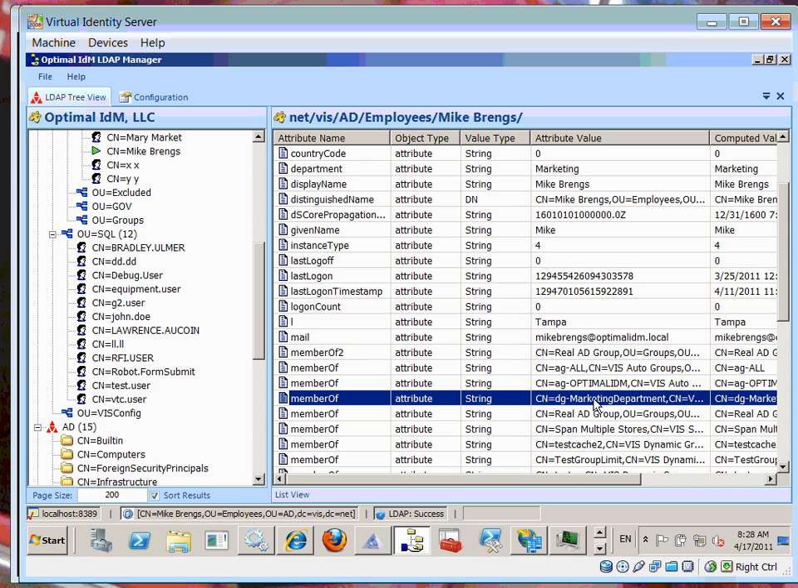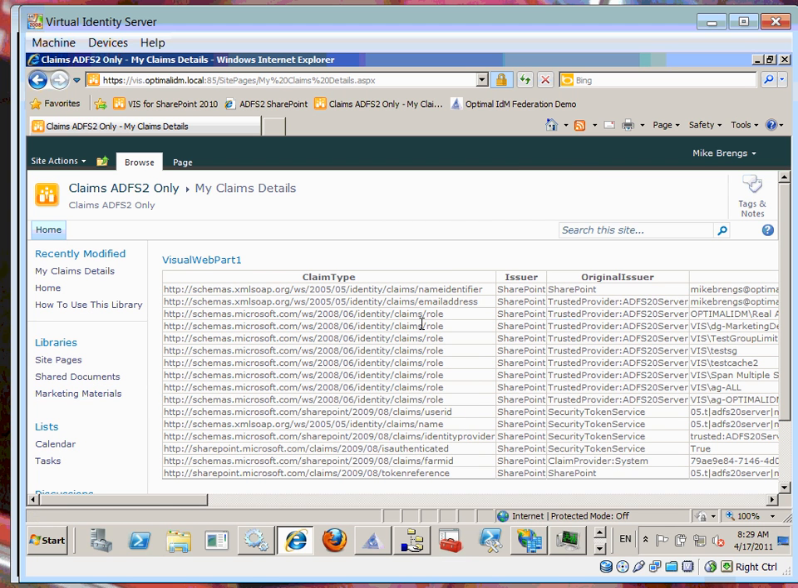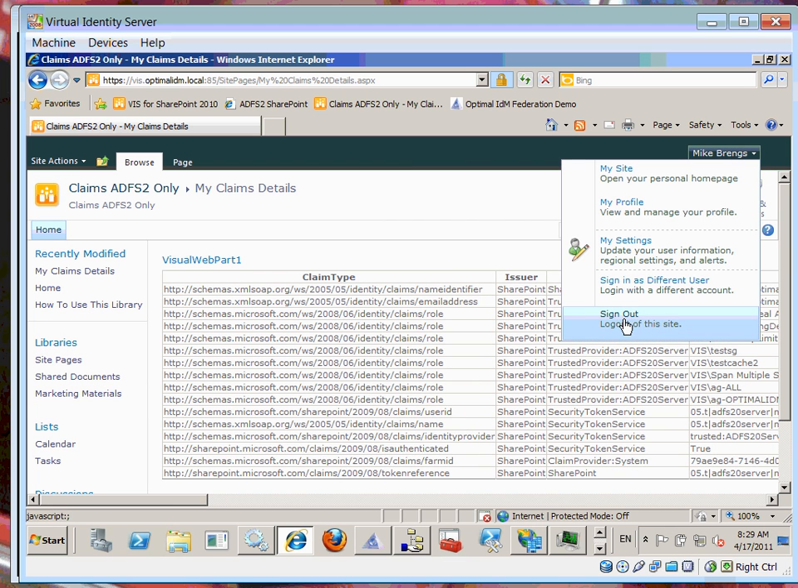So this is surfaced both as a dynamic group, as a member of, for Mike Brang, for on-premise applications that look to member of. This was also then surfaced as a role claim to SharePoint that could be leveraged by SharePoint and used to give access to this marketing materials.